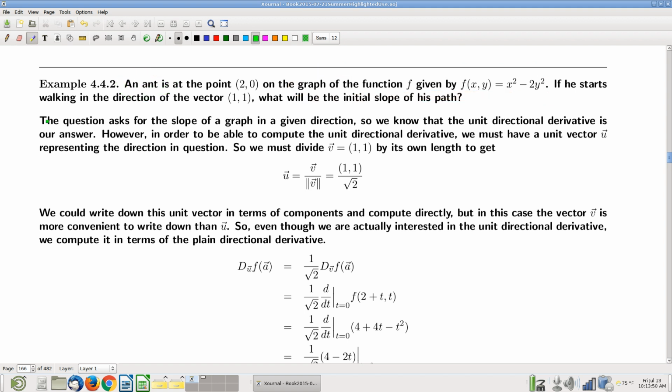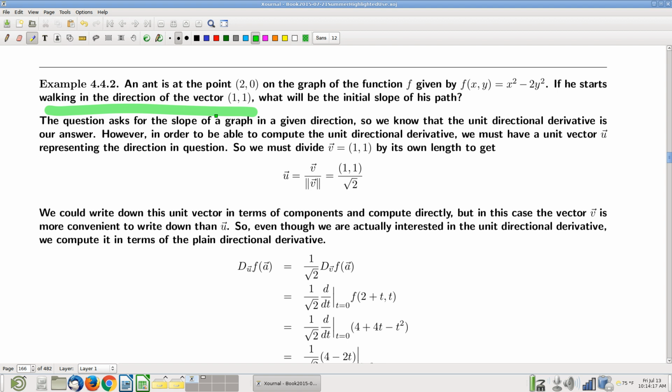Okay, so the ant is at this point. Well, so he's on the graph directly above that point 2, 0. And he starts walking in the direction indicated by a certain vector. So he's walking in the direction 1, 1. So you might say he's walking northeast, right? He's not walking with velocity 1, 1. He's walking in a direction indicated by the vector 1, 1.